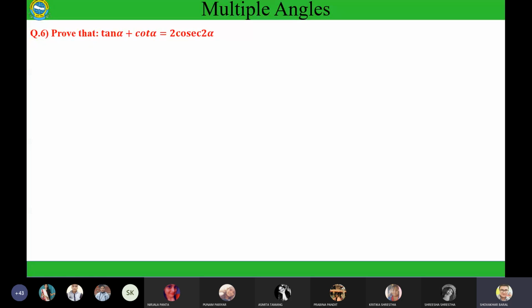Question number 6. Prove that tan alpha plus cot alpha is equals to 2 cosec 2 alpha.